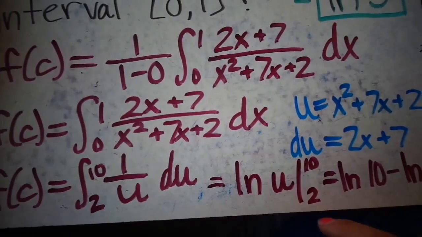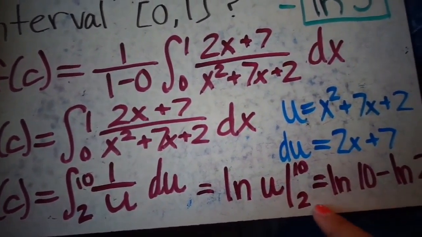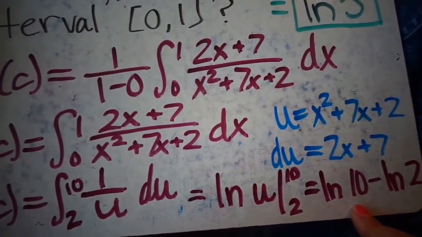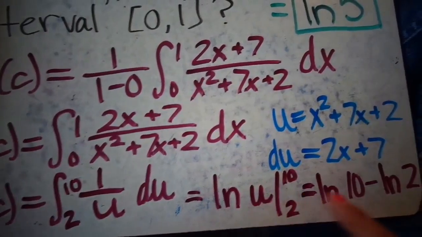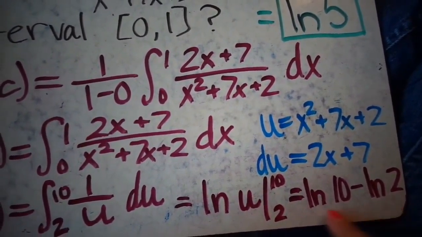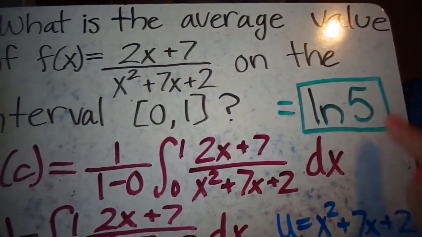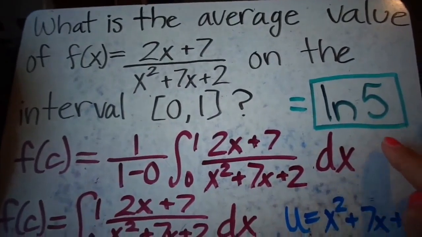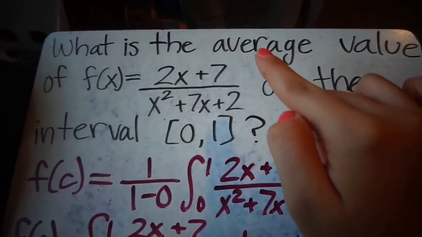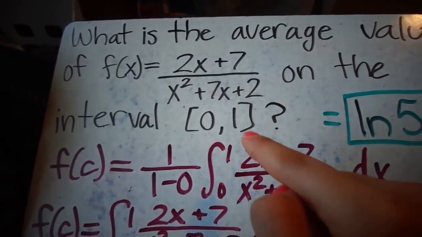So the fundamental theorem of calculus tells us to substitute the upper limit, which gives us natural log of 10, and then subtract that by when you substitute the lower limit, which gives us natural log of 2. And when we subtract this, we get natural log of 5, which is our answer. So this means that natural log of 5 is the average value of this function on this interval.